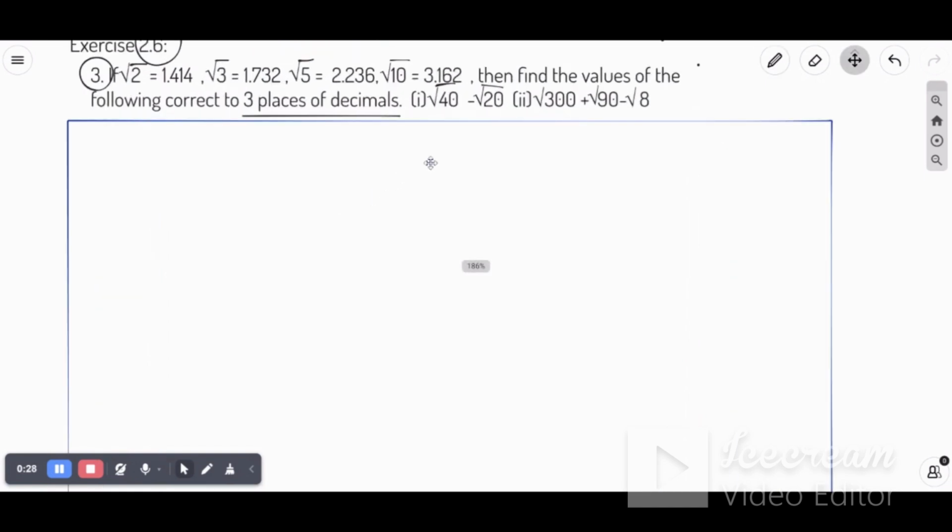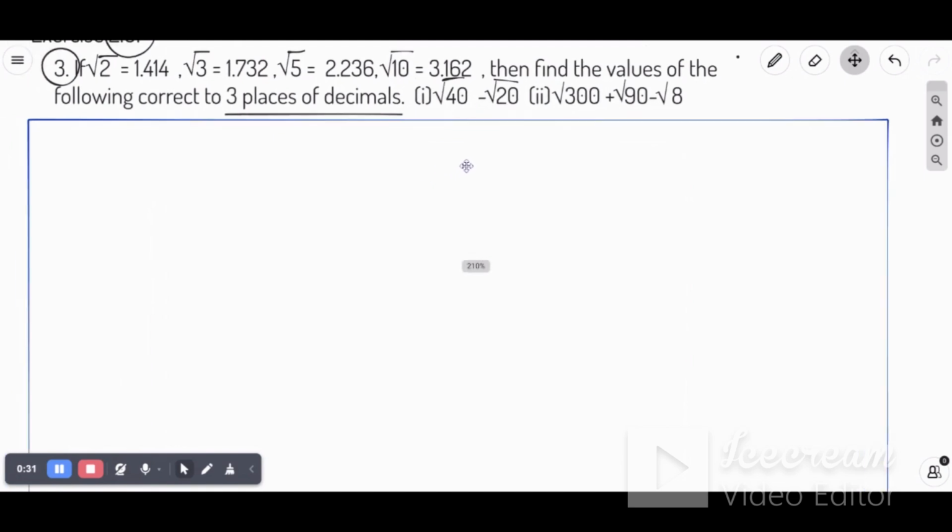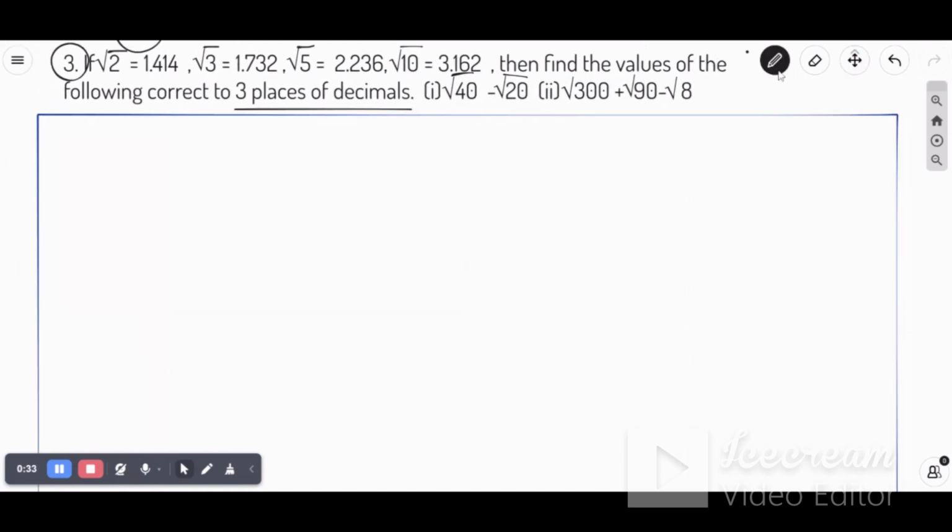So first let us move on to the first question, root 40 minus root 20. Let's start our solution. The first question is root 40 minus root 20. So what's happening here is, you can't find that directly. It's not possible, so let us try factorizing it first.